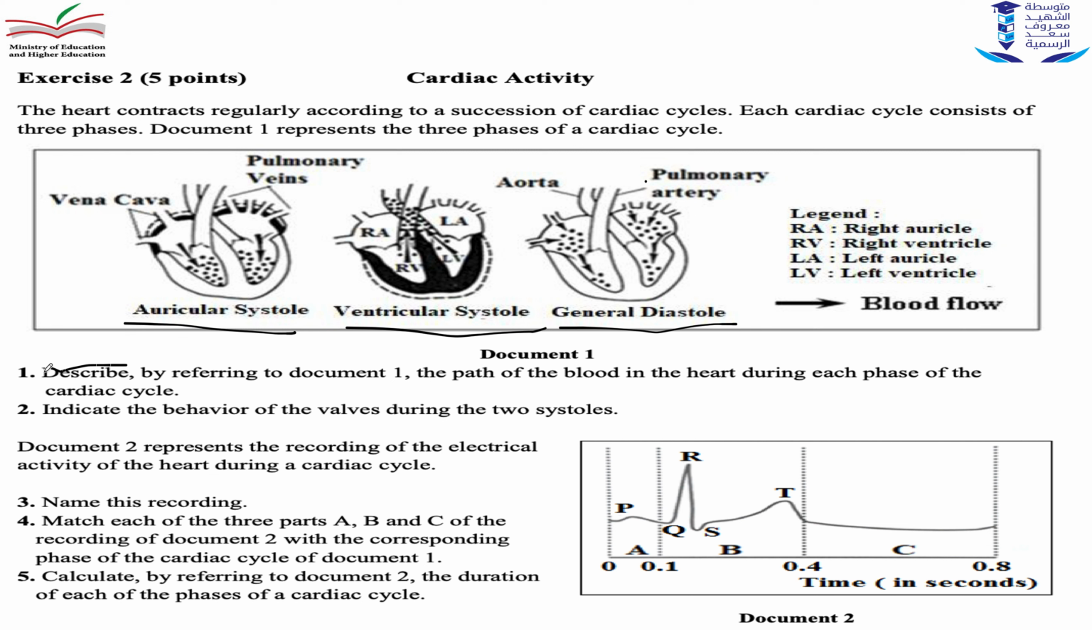I think this one is the most difficult question. Question 2. Indicate the behavior of the valves during the two systoles. I have to focus on the question. Two systoles means auricular systole and ventricular systole. The behavior means the shape of the valve, if it's open or closed.